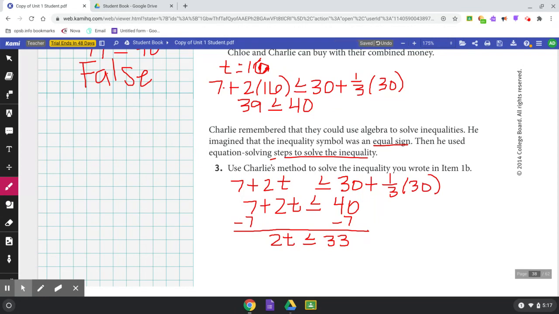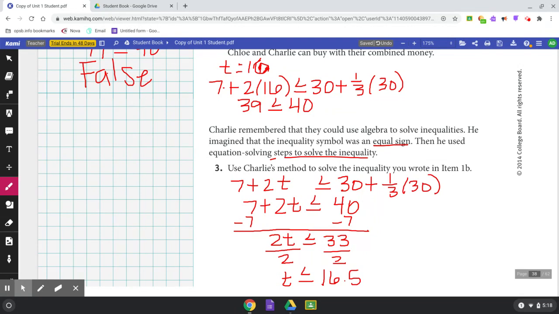Okay, so now we need to isolate the term. In order to isolate the term, the inverse operation of multiplication is division, so we're going to divide both sides by 2. And we get that t is less than or equal to 33 divided by 2, and 33 divided by 2 is 16.5, or 16 1/2 if you left it as a fraction. So I know that t is less than or equal to 16.5.